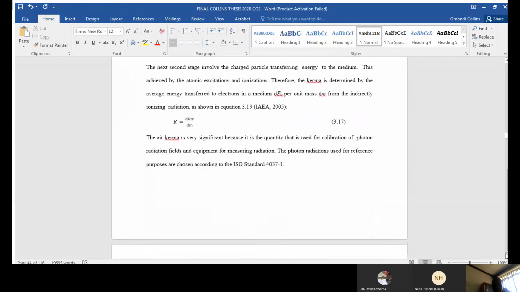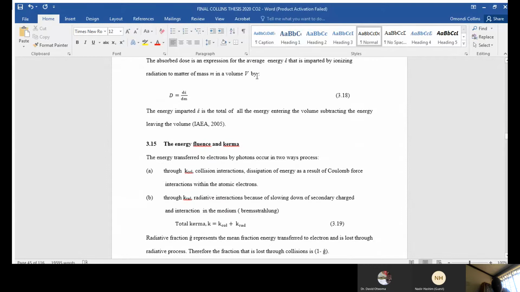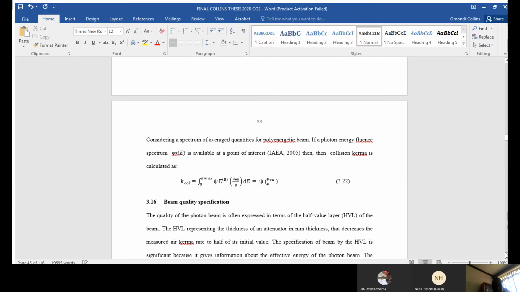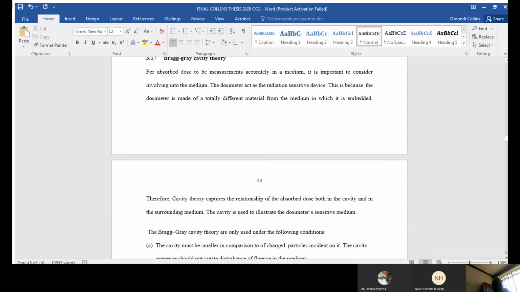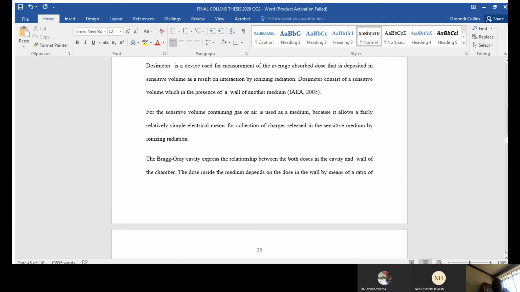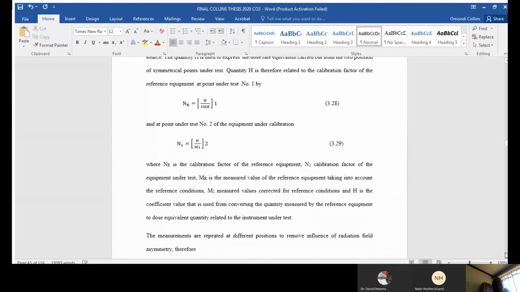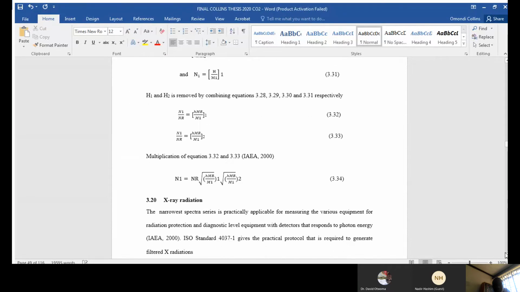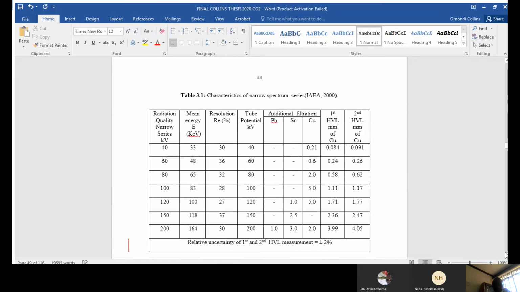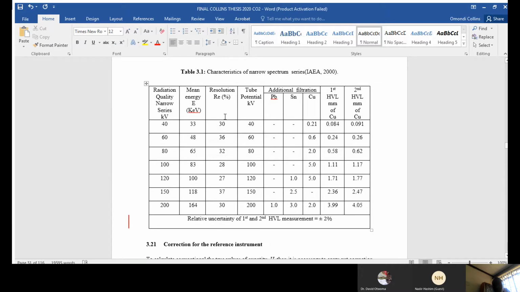So this is the air camera, and the absorbed dose for calibration of the survey meter. Then the beam quality specification, the cavity theory, so this is a calibration factor. So these are the requirements, the expectation of the results from the IAEA 2000. So the values that I should get should be almost close to this. So the results will be compared to these results.